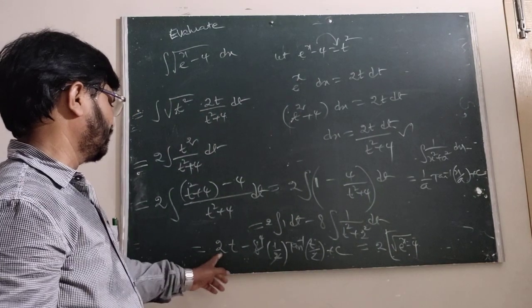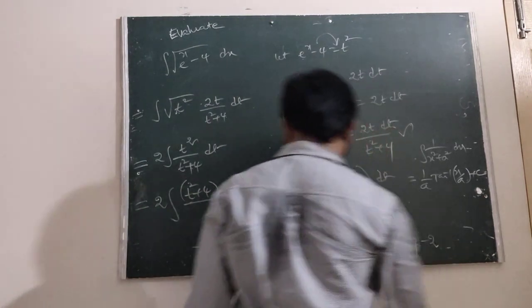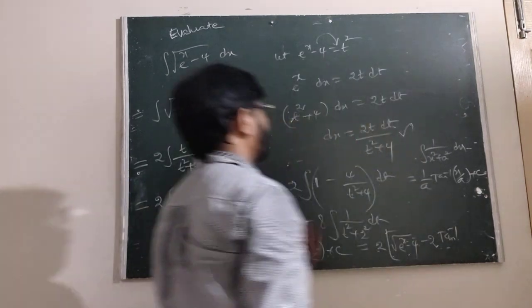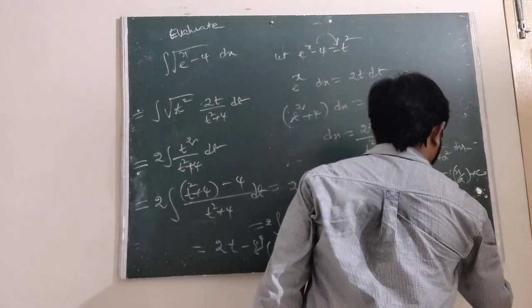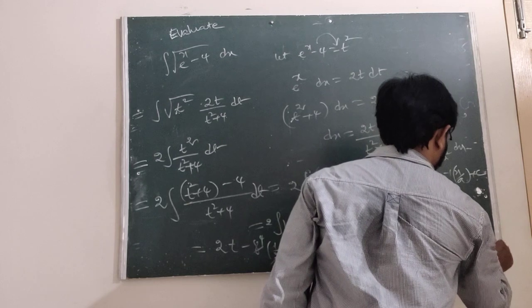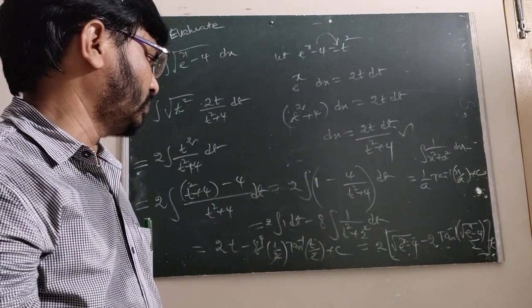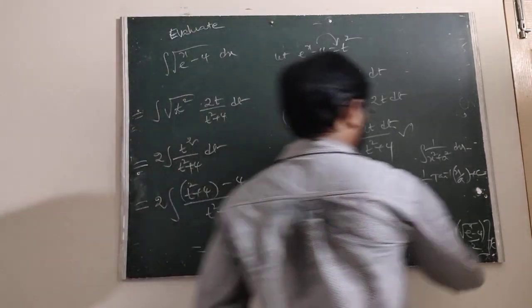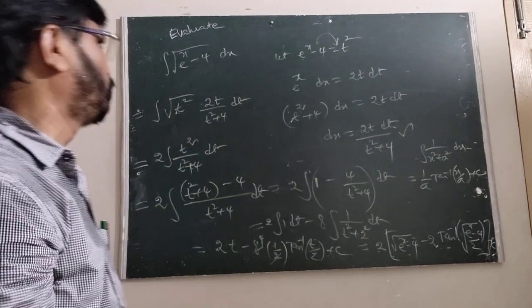Now we have taken the 2. Now this is 2 into 2 is 4, minus 2 into tan inverse of t by 2, where t is the root of e power x minus 4, by 2, plus c is the answer. So this is 2 into root of e power x minus 4 minus 2 into tan inverse of under root e power x minus 4 by 2.